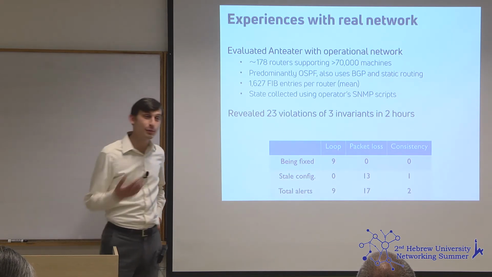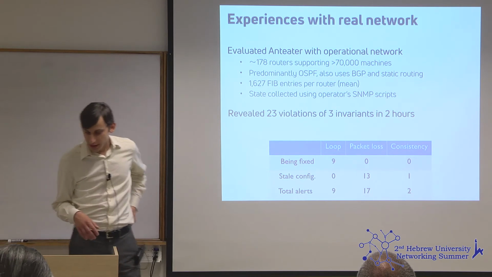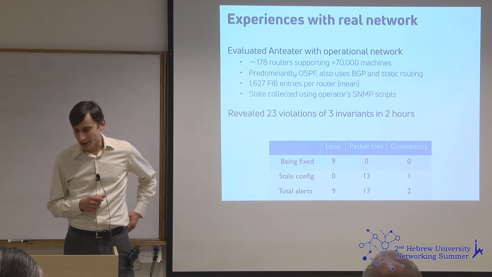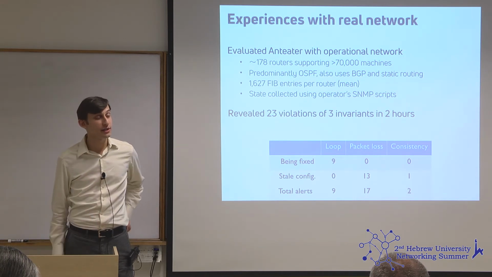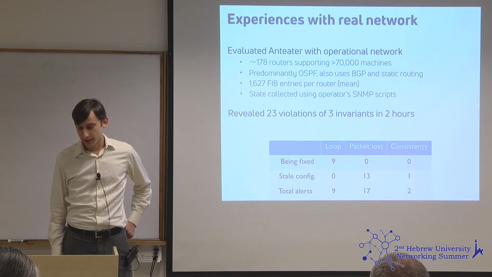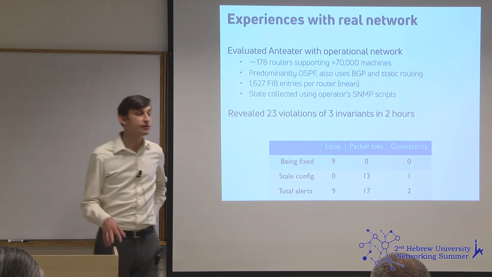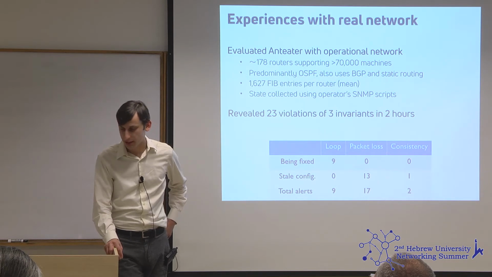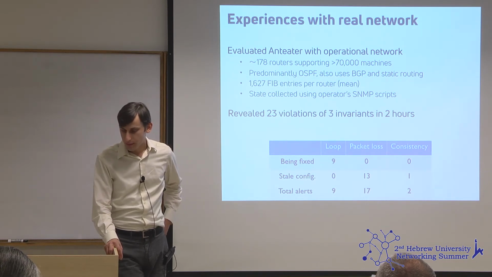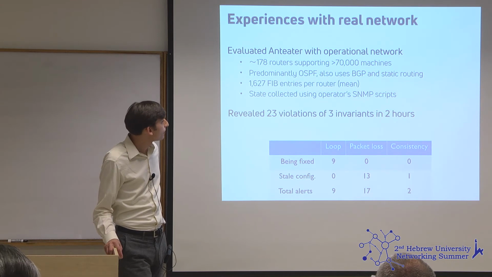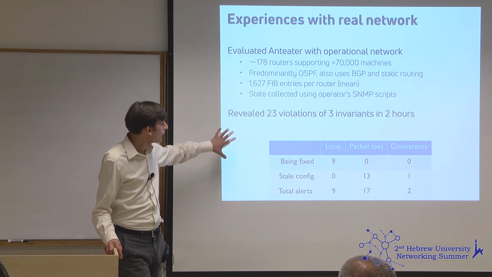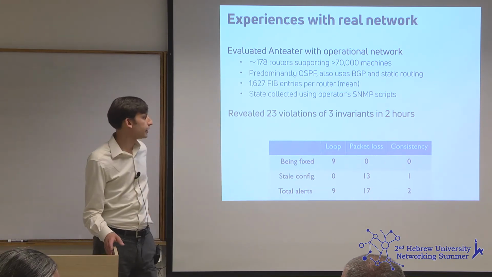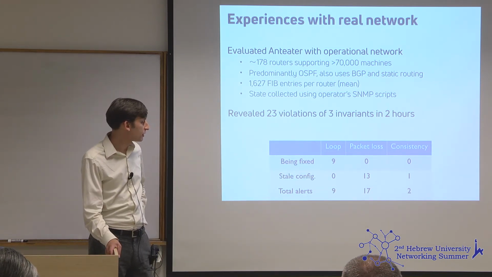All right. So we built this and we tried it out. I can't say it was extremely fast, but it worked. We tried it on a real network of about 178 routers, supporting over 70,000 machines. This had a variety of different control protocols in it: OSPF, BGP, static routing. We experimented with several different invariants or properties that we were checking for.